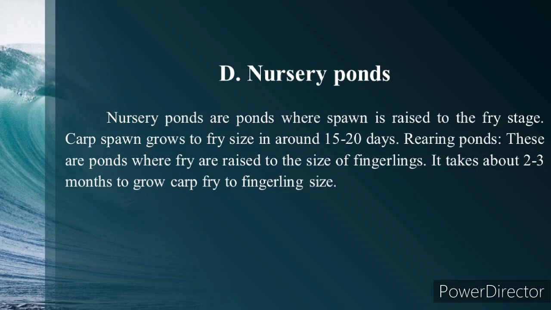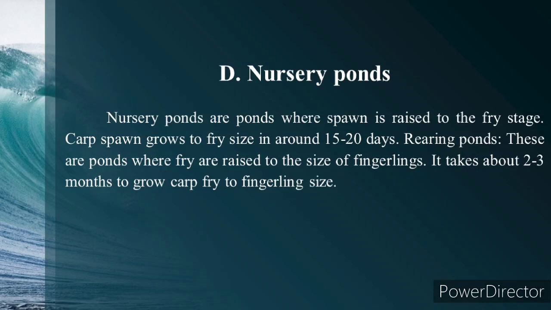Nursery ponds. Nursery ponds are ponds where spawn is raised to the fry stage. Carp spawn grows to fry size in around 15 to 20 days. Rearing ponds, these are ponds where fry are raised to the size of fingerlings. It takes about 2 to 3 months to grow carp fry to fingerling size.